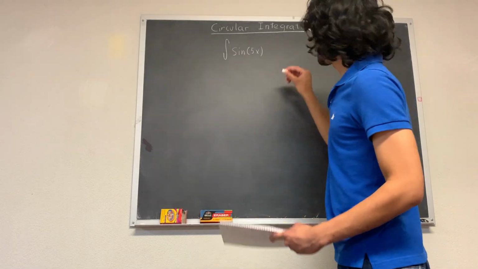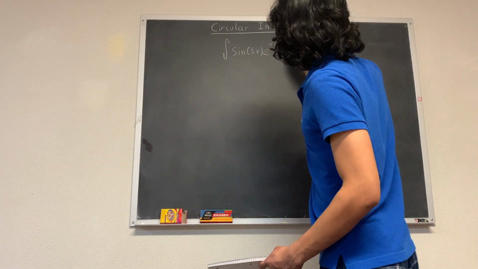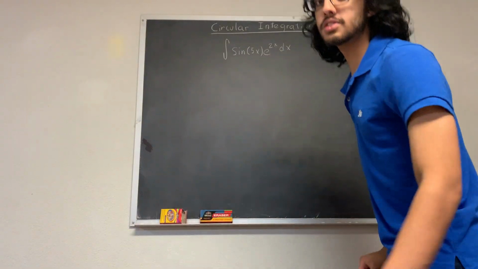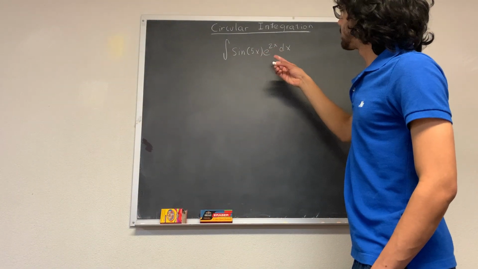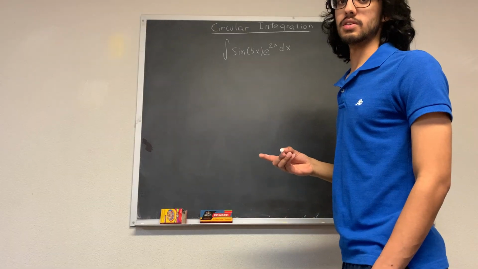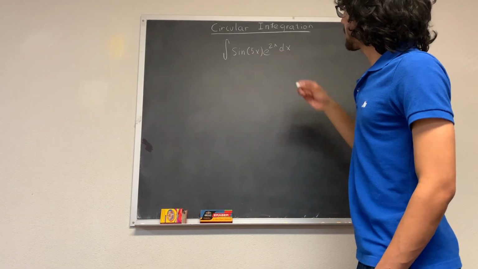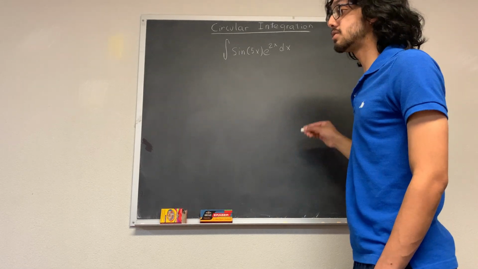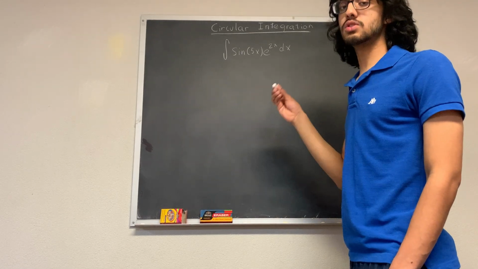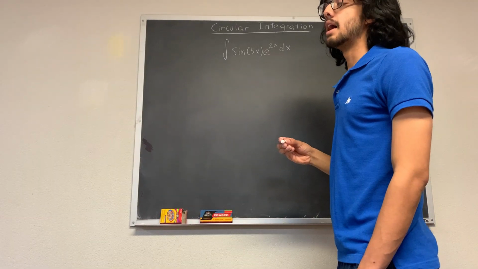times e to the 2x dx. Okay, so one thing I want you guys to notice very quickly is that both of these have repeating derivatives and integrals. What does that mean, you might ask? When I derive a function like e to the 2x, I get 2e to the 2x, then I get 4e to the 2x, 8e to the 2x, and so on and so forth, right? It kind of just keeps going, cascading down.